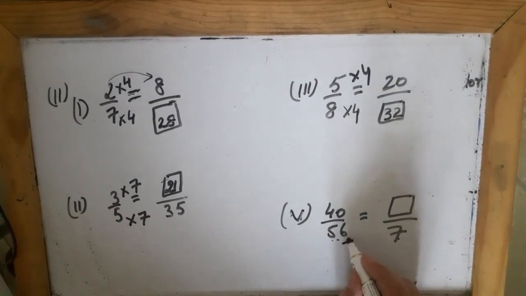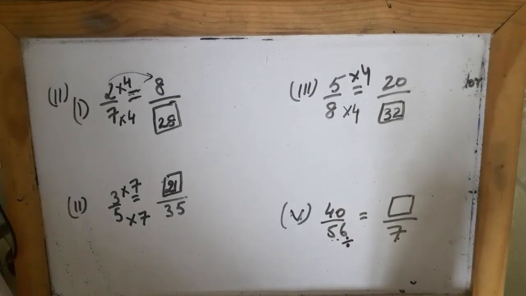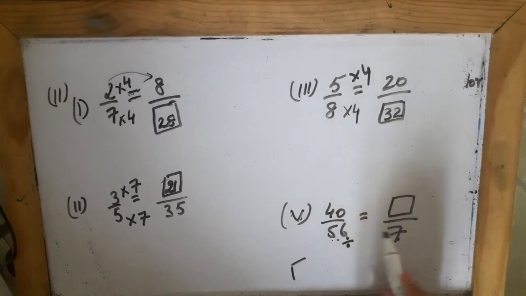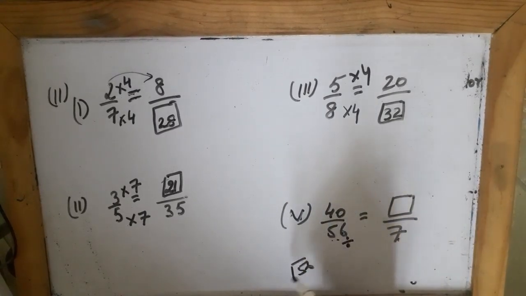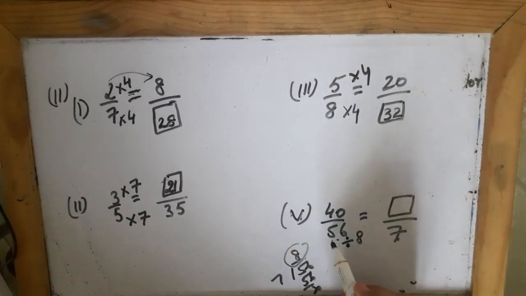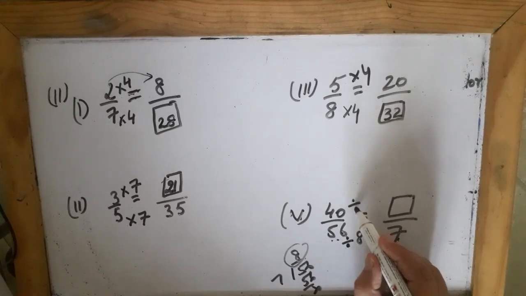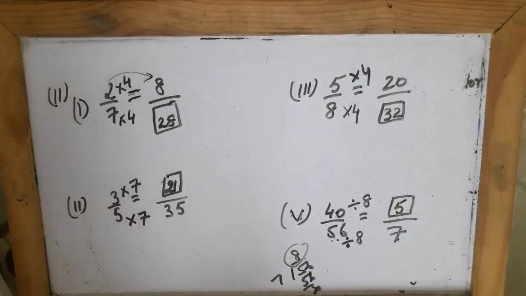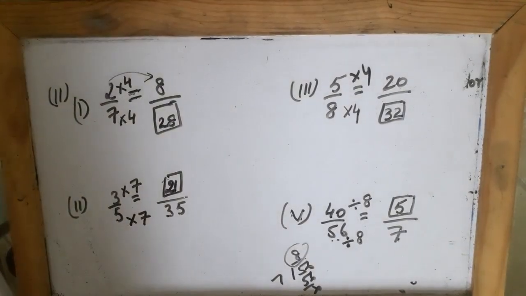Now I can see that 56 has become 7. It means this has been divided by something, because the second fraction is smaller than this. So 7 8s are 56, which means this has been divided by 8. So 8 7s are 56, and this also I have to divide by 8. 8 5s are 40. So this is how we get the answer.